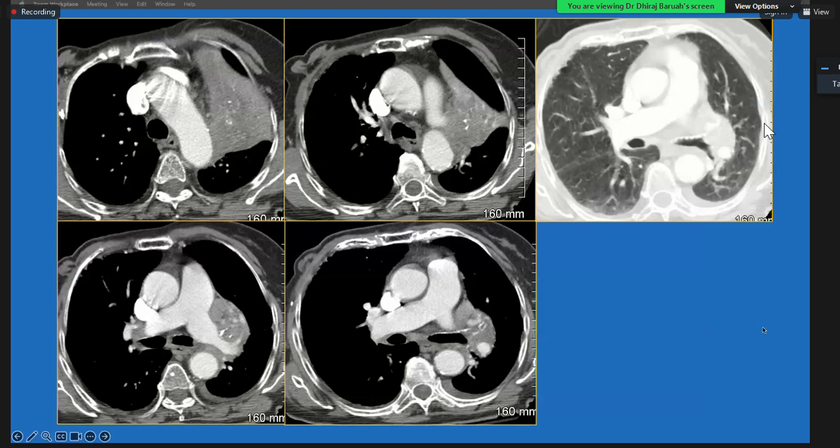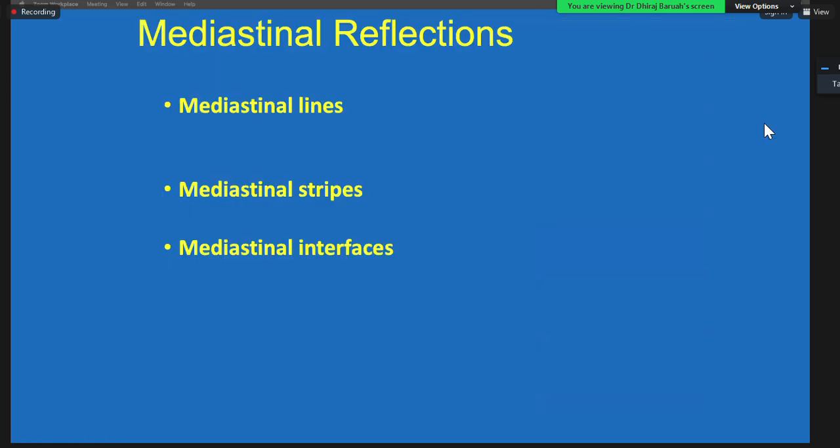Okay, so now we'll go to the mediastinal reflections. We looked at a few. Mediastinal lines are thin, less than 1 millimeter in width, linear opacities that result from contact between two aerated structures. So the lungs, both sides, anteriorly and posteriorly, when they come in contact, form the anterior and posterior junction lines.